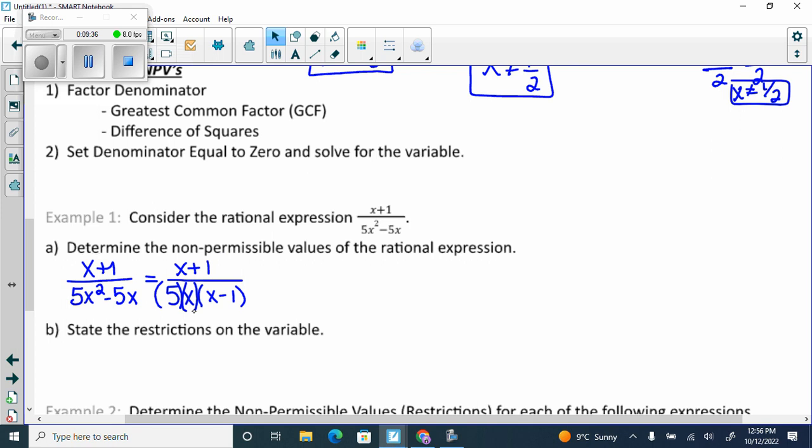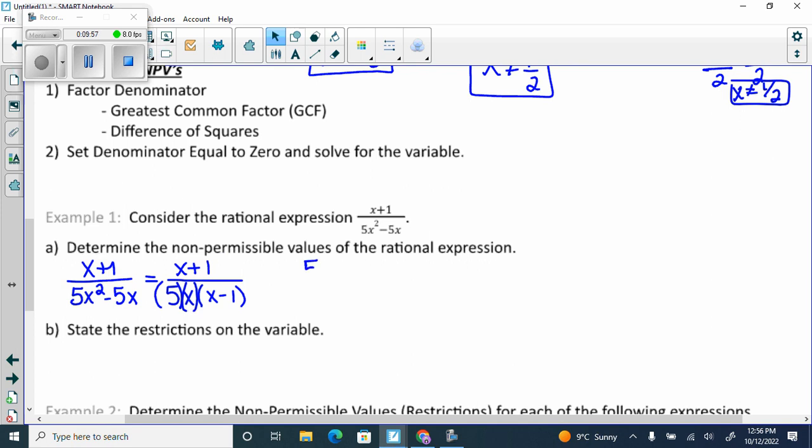will get you a non-permissible value. Every bracket that has a variable in it. So how many brackets have a variable in it? Out of the 3, how many have a letter in it? 2. So how many non-permissible values am I going to get? 2. Because I would take each of these and set them not equal to 0.